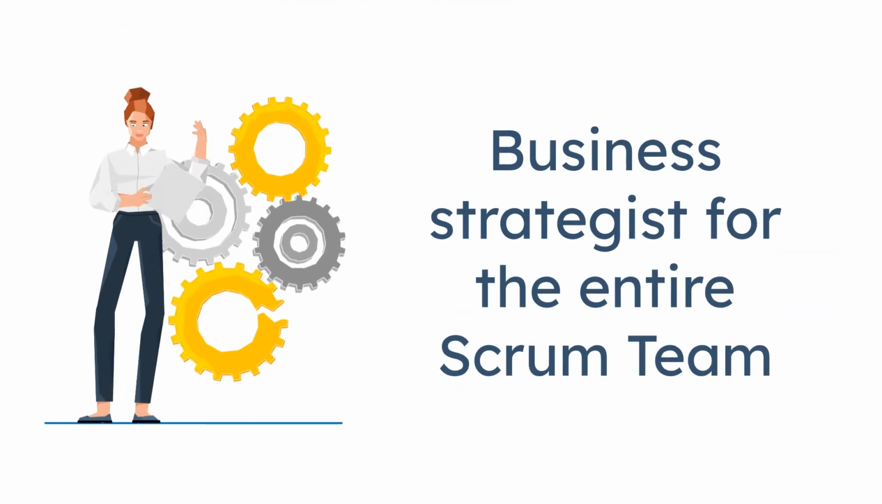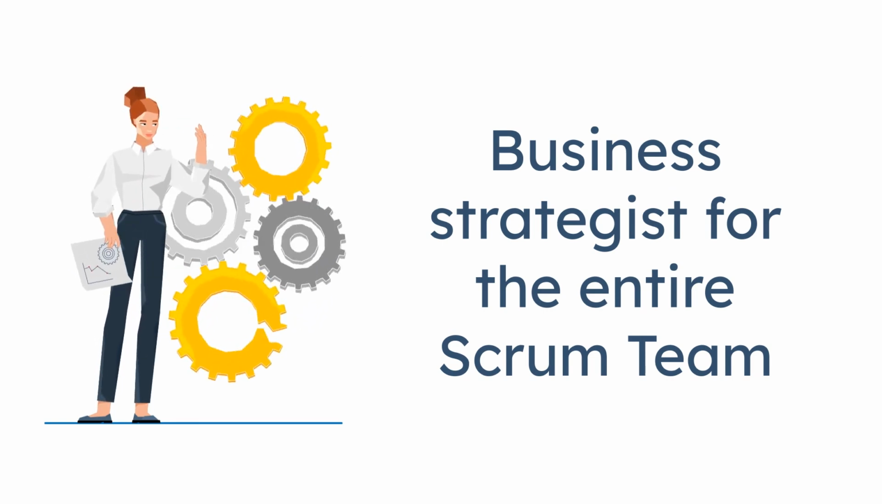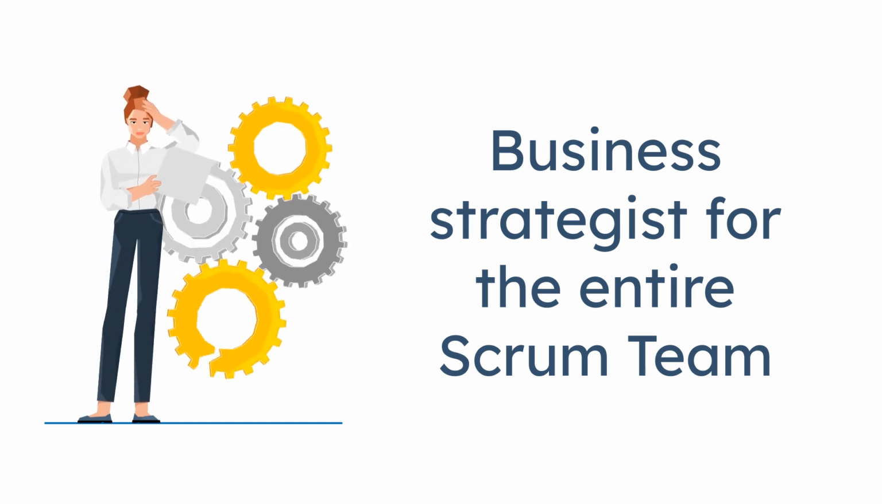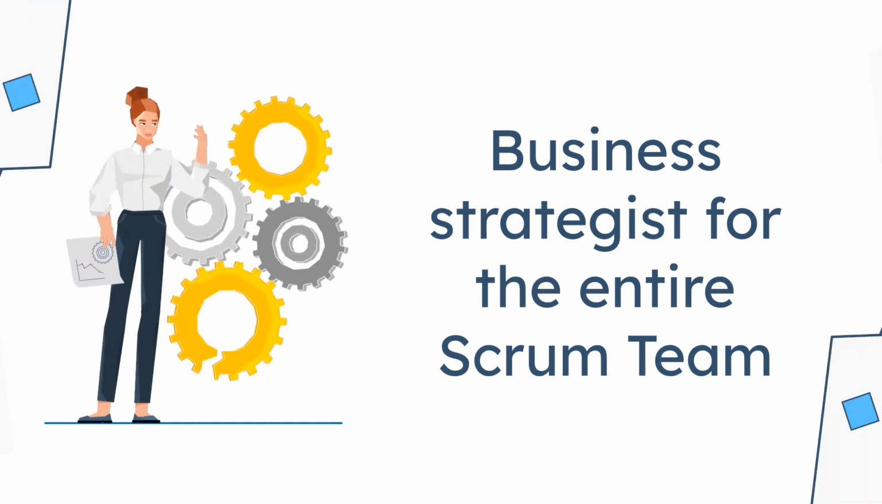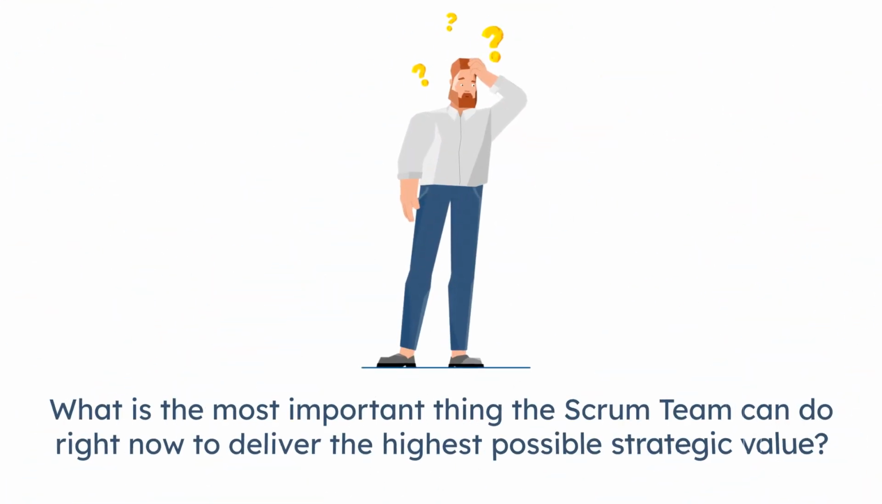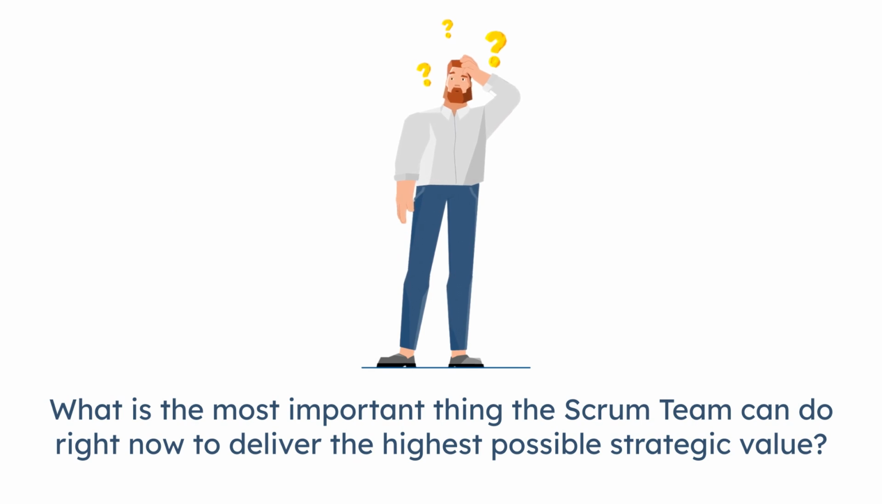In the next 5 minutes, you'll master the product owner's core accountabilities, their relationship with the stakeholders, and how they use the product goal to drive success. Let's start with the primary focus, the why. The product owner role revolves around one continuous burning question. What is the most important thing the Scrum team can do right now to deliver the highest possible strategic value?